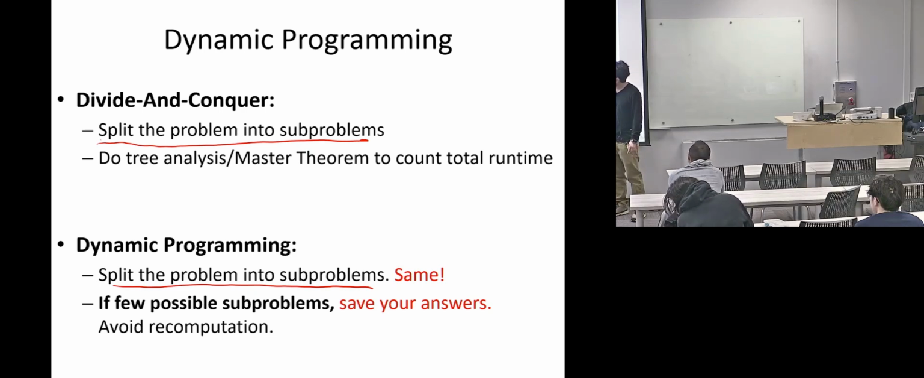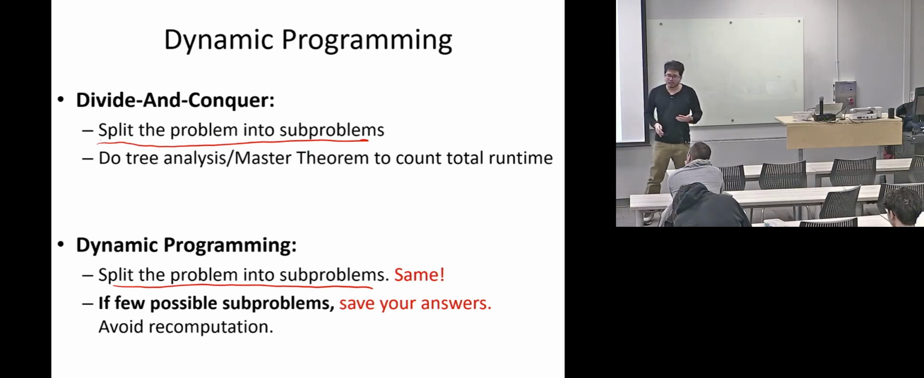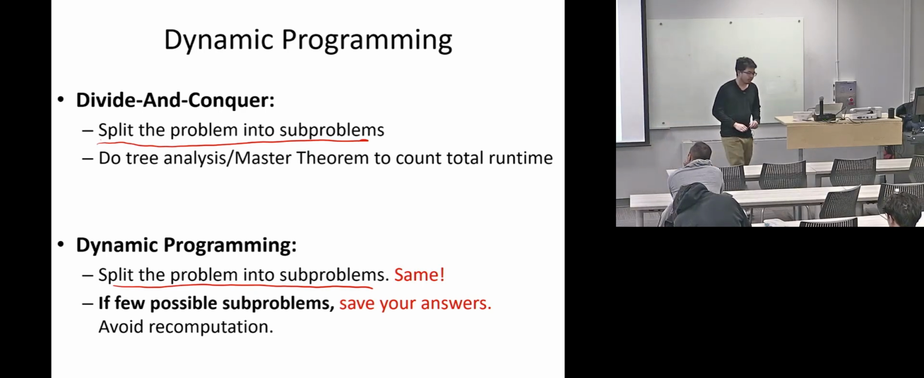But for dynamic programming, this will be super effective when you observe that the total number of subproblems that you ever encounter is actually not too many. Once you observe this, then you know that what you can do is just save all the answers that you ever need and do it bottom up, and you don't need to recompute the same subproblem again and again. Okay.